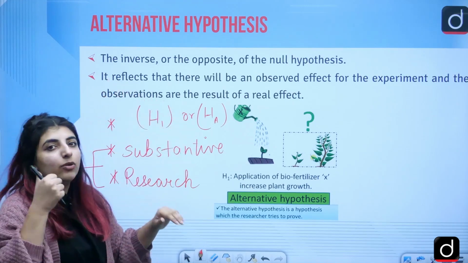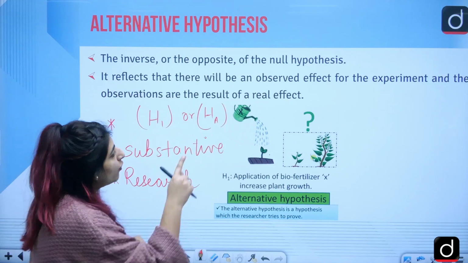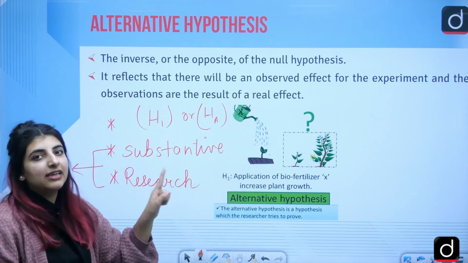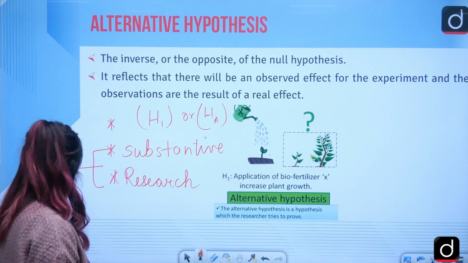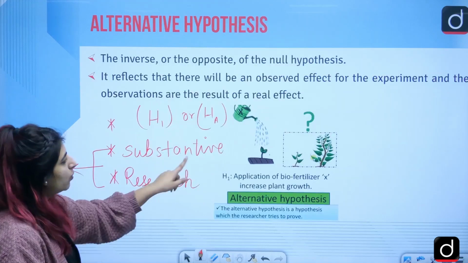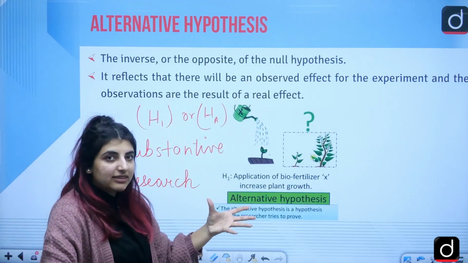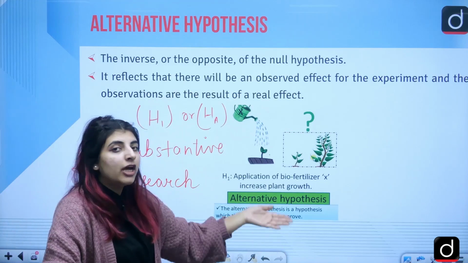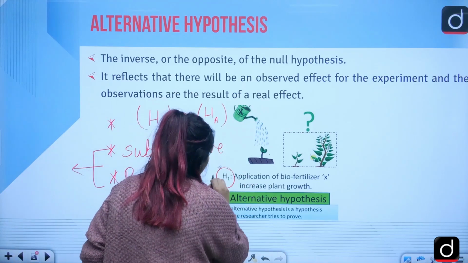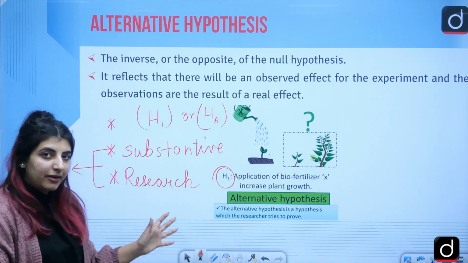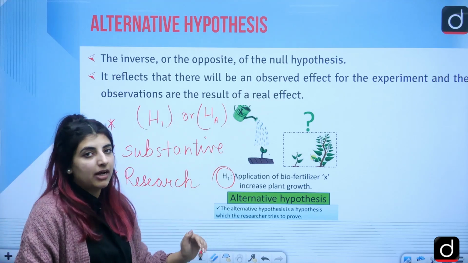It reflects that there will be an observed effect for the experiment and the observations are the result of the real effect. So in the null hypothesis, one will say that yes, fertilizer X does not have an effect on the plant growth. In the alternative hypothesis, you will say that yes, application of a fertilizer has an effect on the plant growth, right?